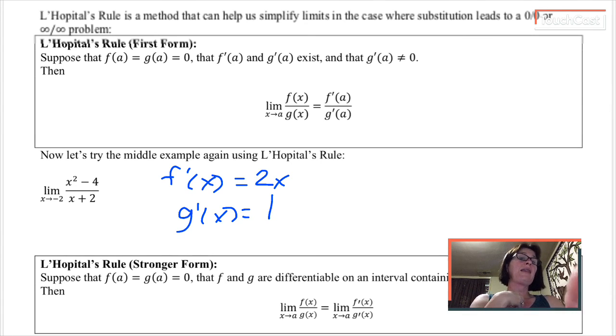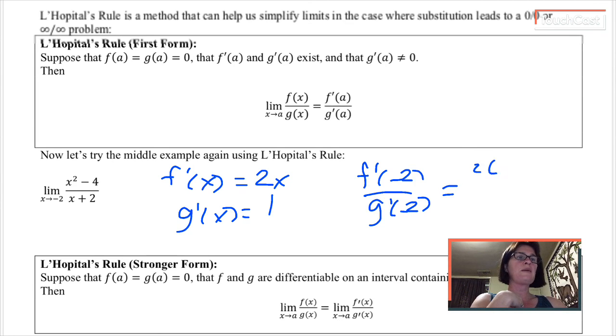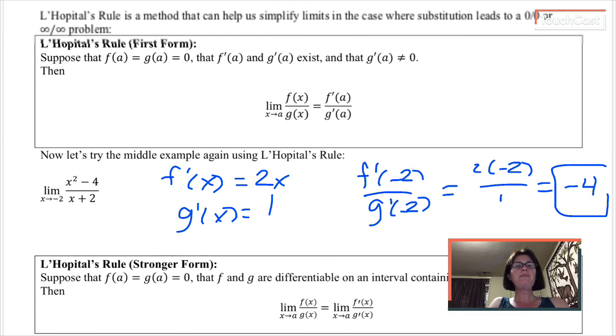And so the limit as x goes to negative 2 of x squared minus 4 over x plus 2 is the same as f prime of negative 2 over g prime of negative 2. So that is 2 times negative 2. G prime is a constant, it's 1, so no matter what I plug in, I get 1. Final answer, negative 4, which is the same as what you got when you used algebra. So it's a cool thing. If you have a limit that you want to evaluate, and using substitution gives you 0 over 0, you can try L'Hôpital's rule.